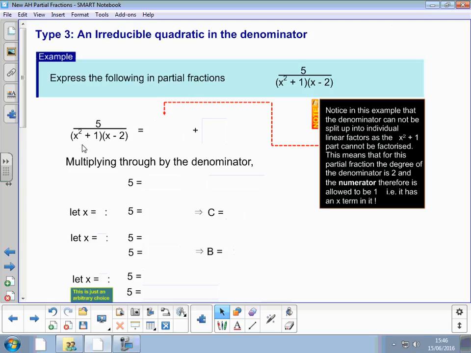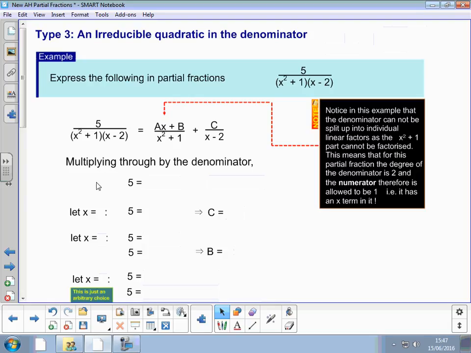Looking at the example, it's a little bit different from the previous ones that we've tackled because one of the factors, as you can see, is a quadratic which can't be factorized any further. So that makes the first term for the partial fractions a little bit more complicated. The denominator, of course, is x squared plus 1, and because it's of degree 2, that means the top term can be up to degree 1, so it becomes ax plus b. The x minus 2 term is just the same as we've already dealt with. It just becomes c over x minus 2.